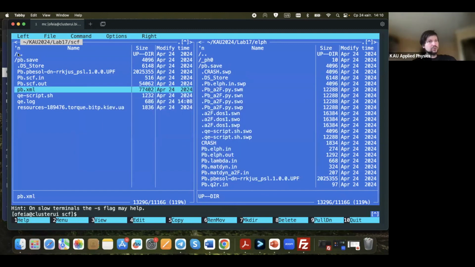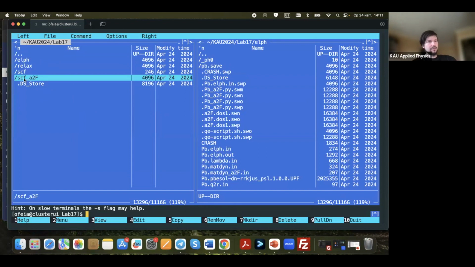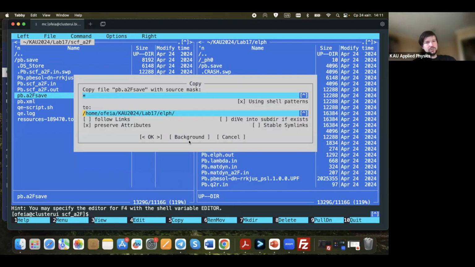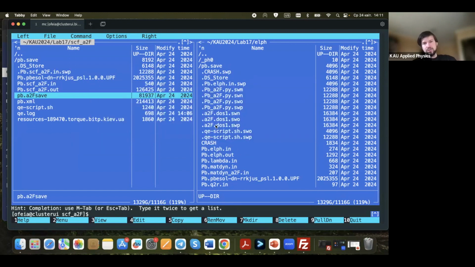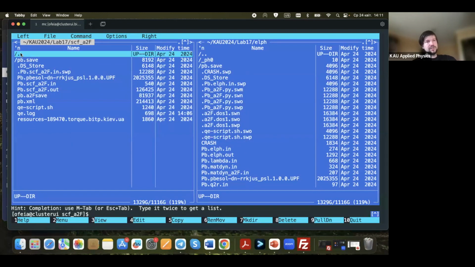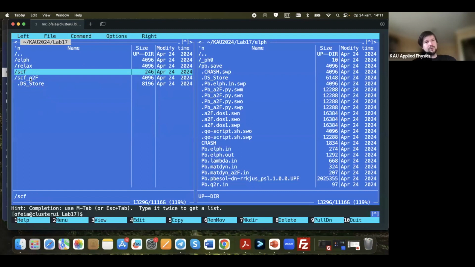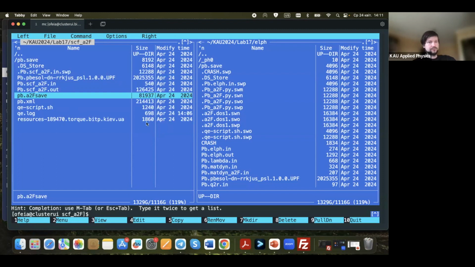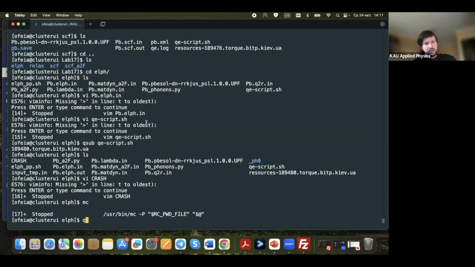Then we should go to this folder and take this file as save. It will be used in the electron-phonon step. I will show you this routine which uses it. So from the SCF folder, in XML, from SCF, we should take this file, A to F save. Yeah, and now I will start it and it will work.